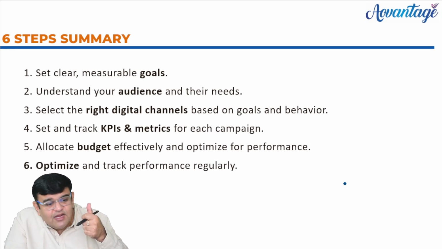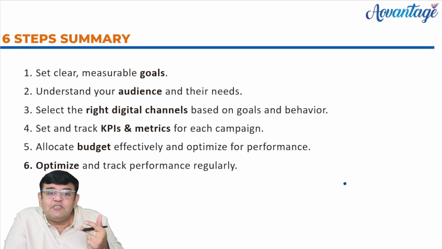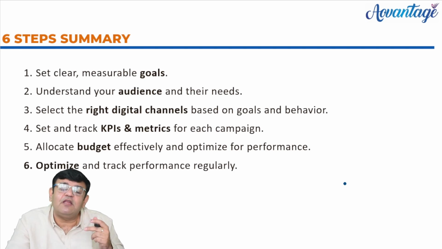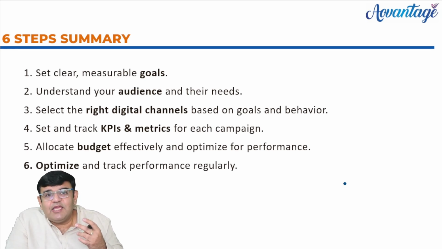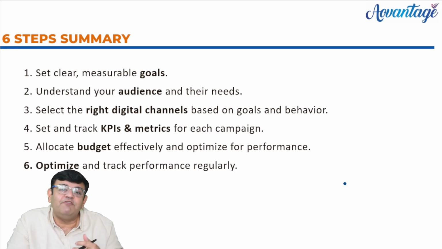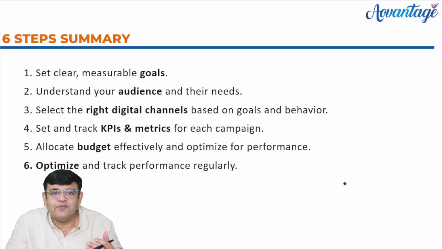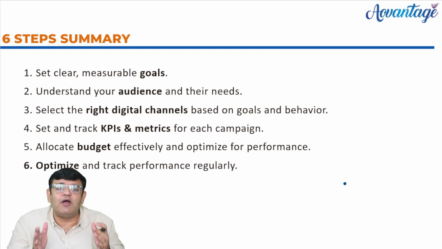Why? We are clear with our goals. We've understood our audience. On that basis, we've selected the right digital media channels and had the right kind of media mix that is required. We've set up our KPIs and metrics to track. We've allocated our budget smartly, and obviously we are tracking performance. These are the 6 steps which you can see. If you apply them well, you can have a very, very strong digital marketing strategy.